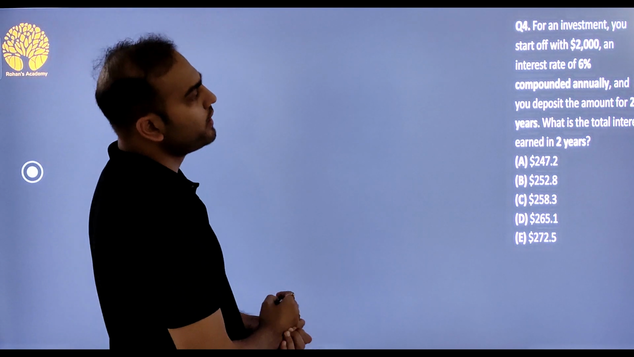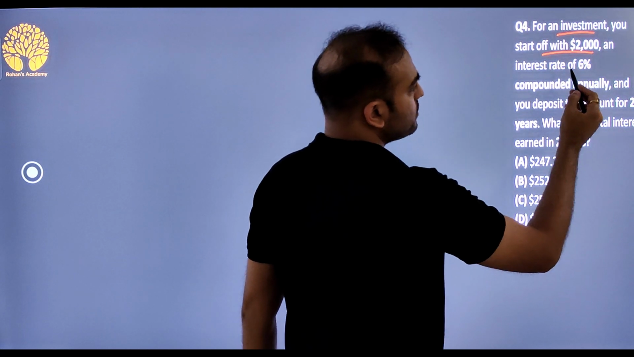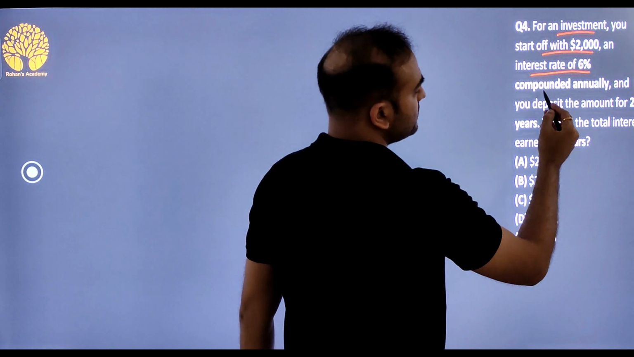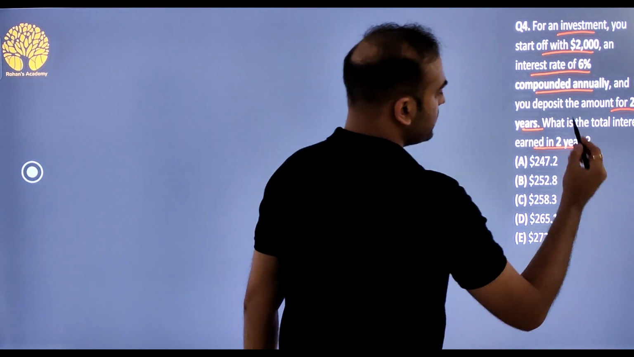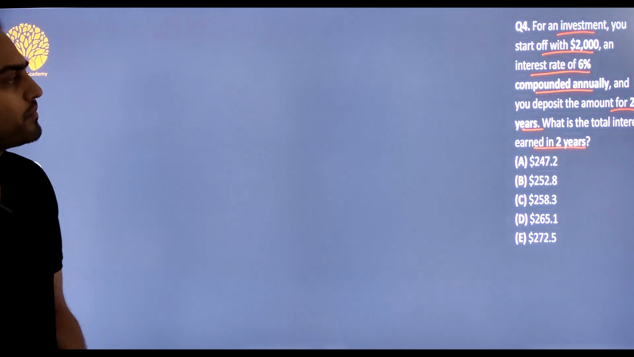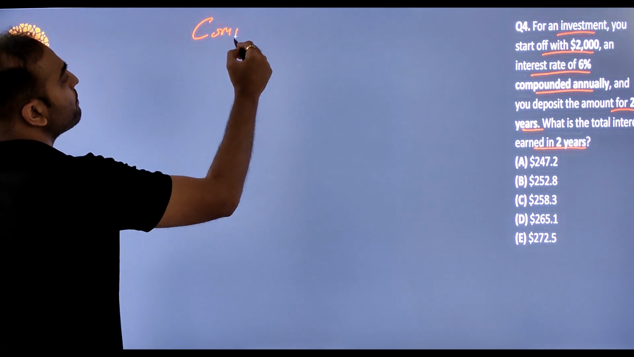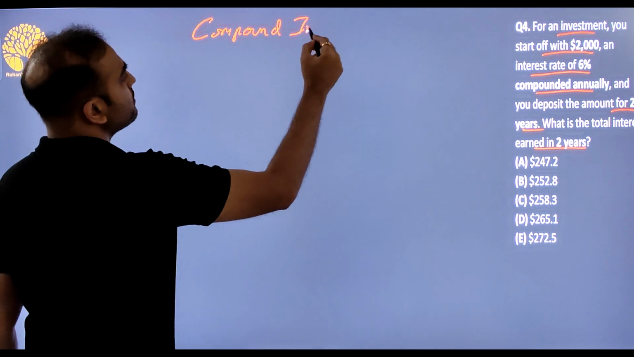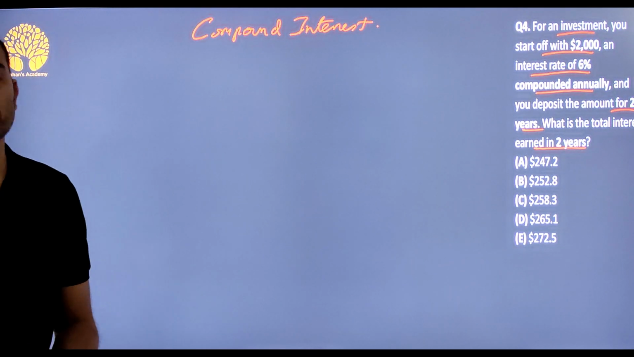All right. Interesting question. So you have an investment. You start off with $2,000. Interest rate is 6% compounded annually. Deposit amount for 2 years. Total interest earned in 2 years. Now, if you read it, you will realize that this is a compound interest question.